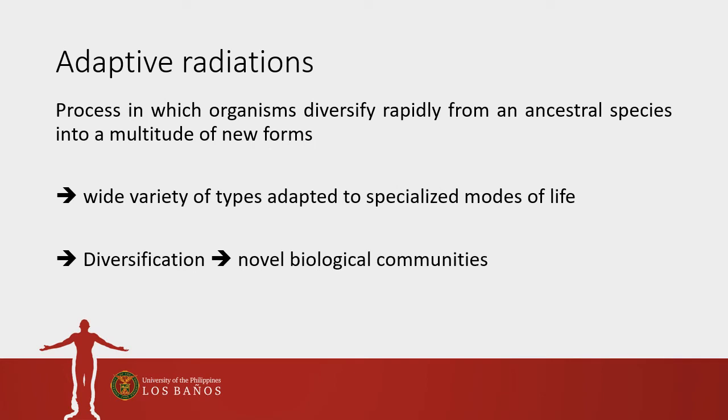Adaptive radiation is a process in which organisms diversify rapidly from an ancestral species into a multitude of new forms. So this produces a wide variety of types adapted to specialized modes of life. And of course, this diversification results in novel biological communities.